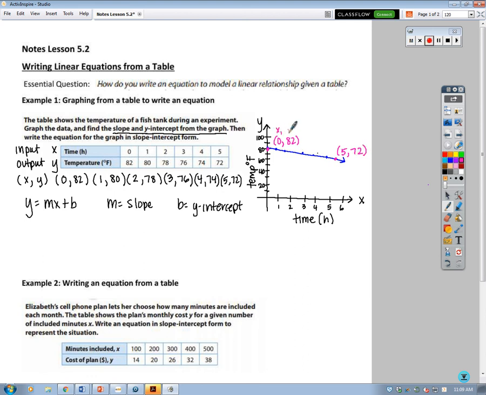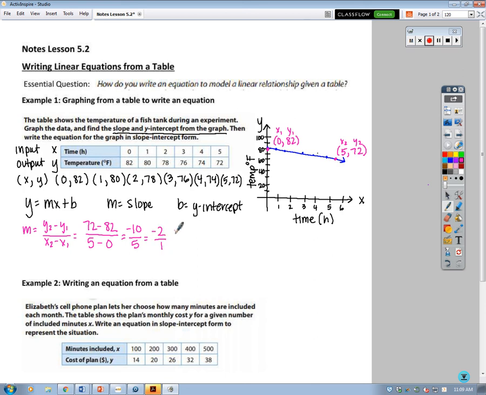So this is my x1, y1, x2, y2, and I'm going to use that formula, m equals y2 minus y1 over x2 minus x1, to determine my slope. So my y2 is 72, my y1 is 82, so minus 82. My x2 is 5, my x1 is 0. So I've got 72 minus 82, that's negative 10, over 5, which simplifies to negative 2 over 1.